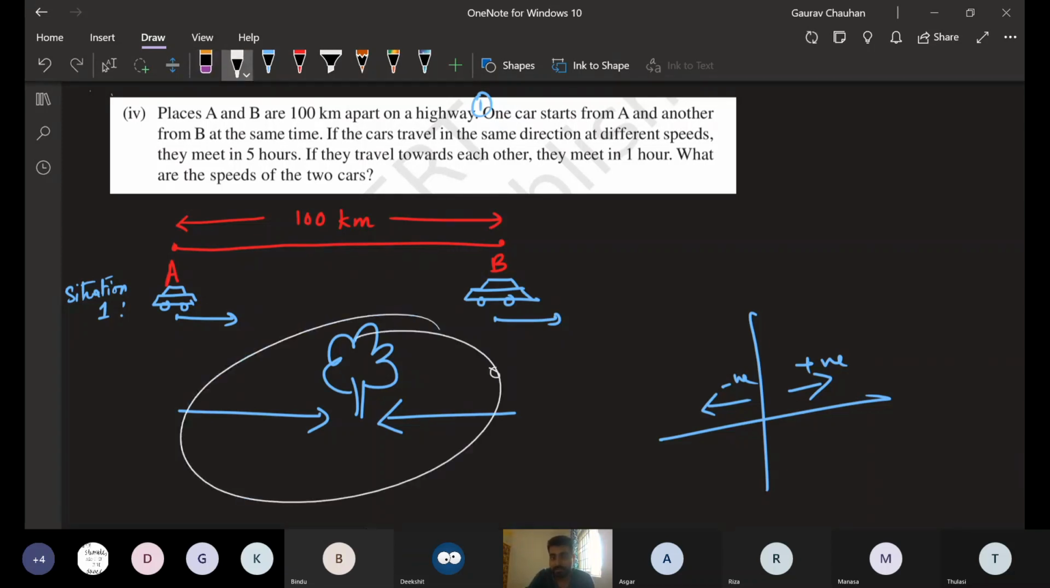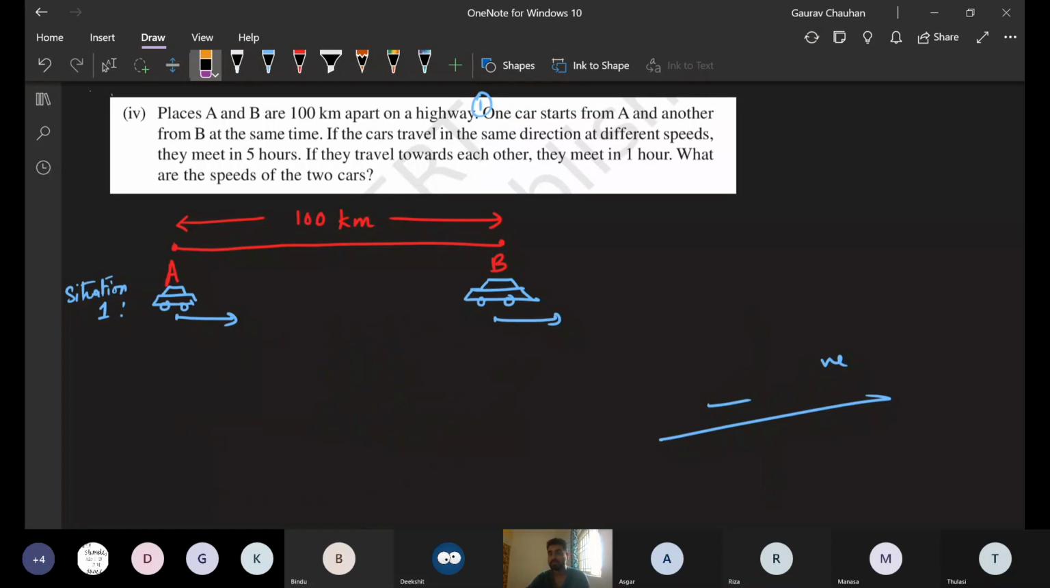This is still opposite direction. The cars are moving in opposite direction, moving towards each other. Though they are moving towards each other, it's opposite direction. We good so far? Any questions? Any doubts? Please raise your hands if you have one, and speak if you have one.